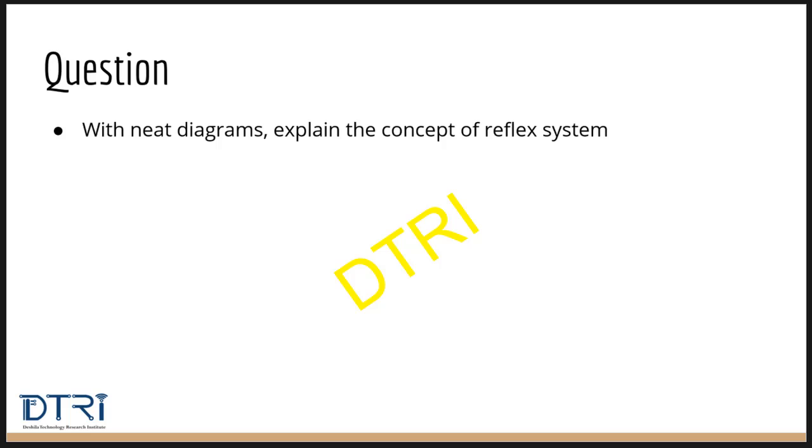Question. With neat diagrams, explain the concept of a reflex system. So, the reflex, in simple English meaning, is something that is directed back or returned.